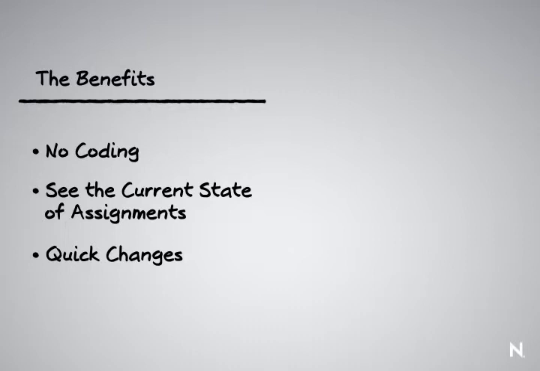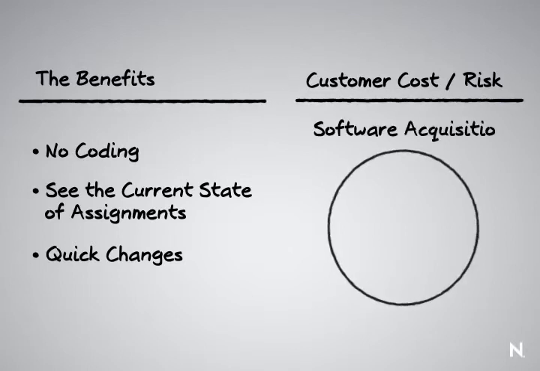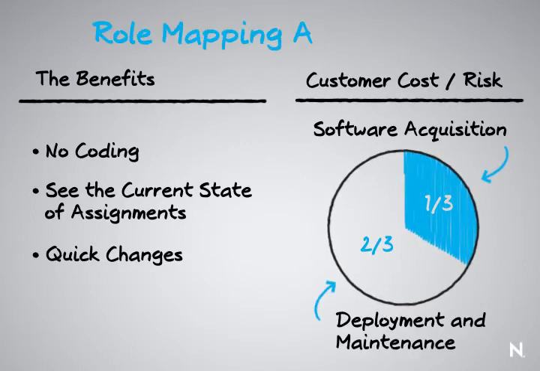So if we go back to Novell's advantages to the customer, its real difference: software acquisition costs are typically going to be 1/3 of the cost no matter what happens. What Novell is doing with this type of tool and the rest of its advantages is helping with that back-end 2/3, the deployment and the maintenance of it. And the role mapping administrator fits perfectly into that.